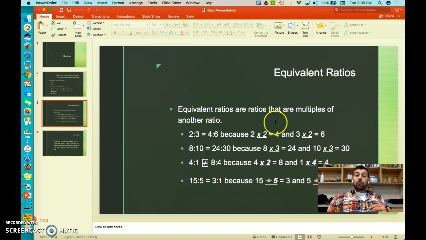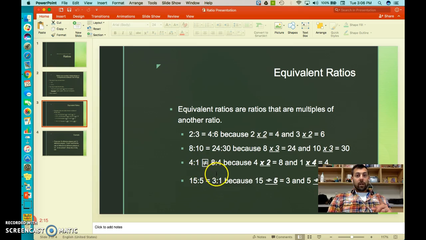Equivalent ratios are ratios that are multiples of another ratio. So when I use that ratio in a different problem, maybe with a higher amount, I have to use multiples. So 2 to 3 is the same as 4 to 6. If I had 2 green apples and 3 red apples, and then I bought another bag of 5 apples, that would be 4 green and 6 red because each one is being multiplied by 2. 8 to 10 could be 24 to 30 because 8 times 3 is 24 and 10 times 3 is 30.